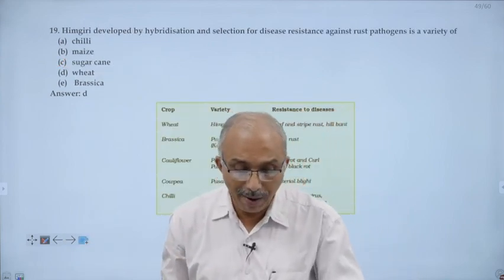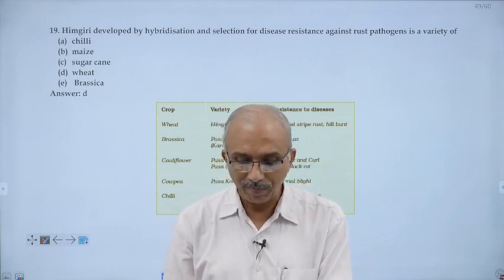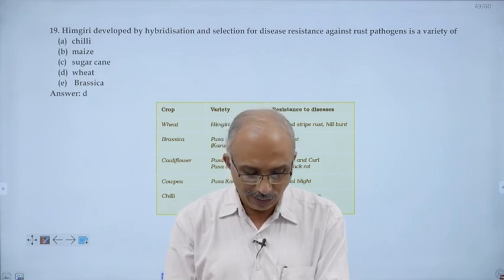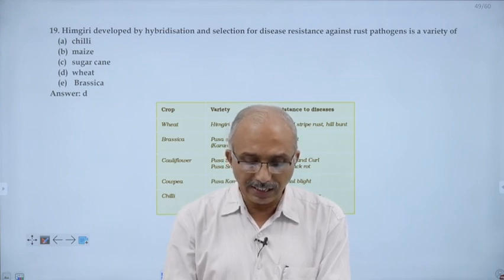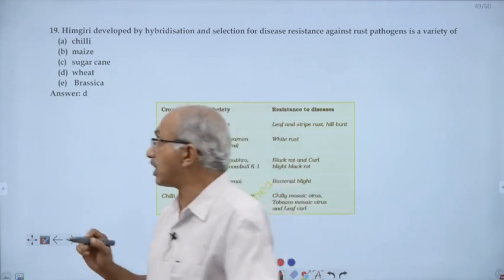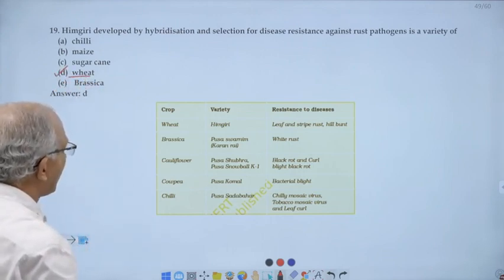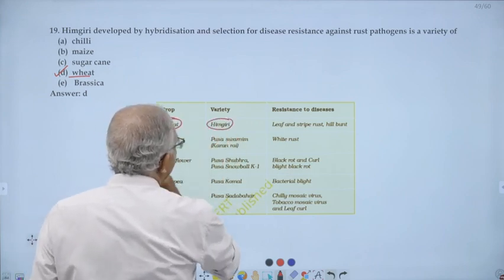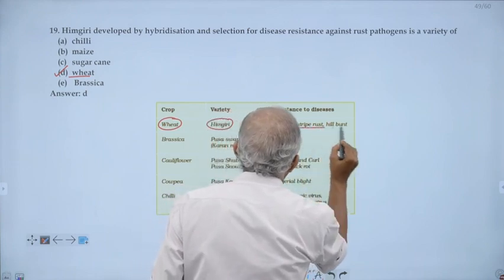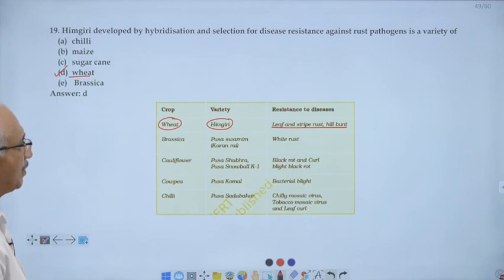Question number 19. Himagiri developed from hybridization and selection for disease resistance against a pest population. Himagiri is a variety of wheat. This variety has resistance against stripe rust, hill bunt, etc.